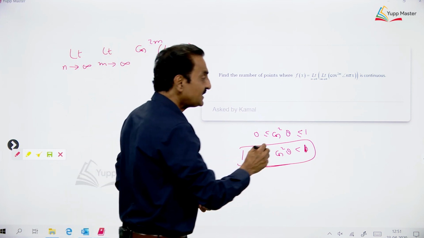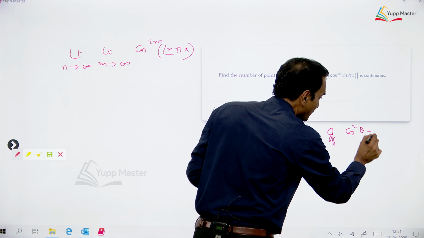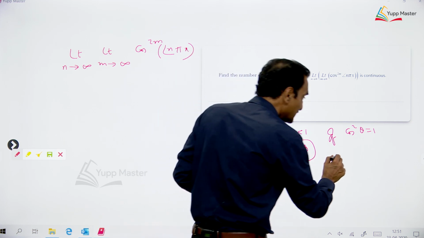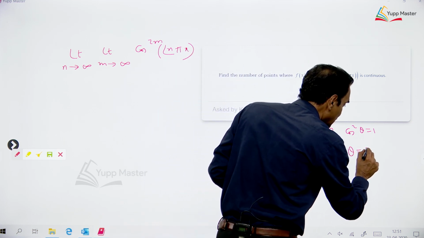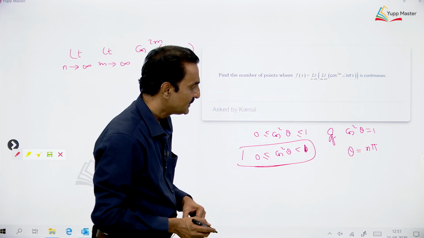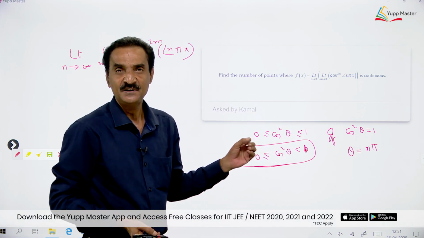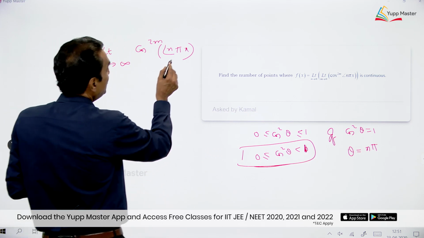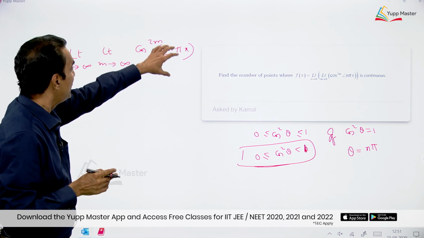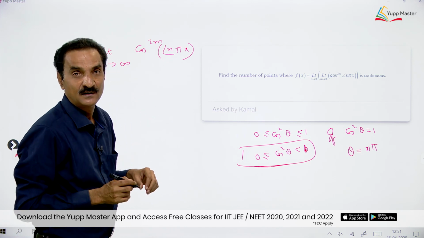If cos square theta is equal to 1, what is the value of theta? You know that theta is n pi, some n pi or k pi. Okay. If cos square theta is 1, theta is some integer into pi. So, when x into n factorial is an integer, then cos square theta will be equal to 1, then 1 power infinity is 1. Okay.